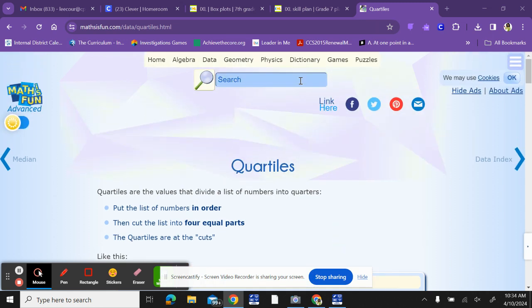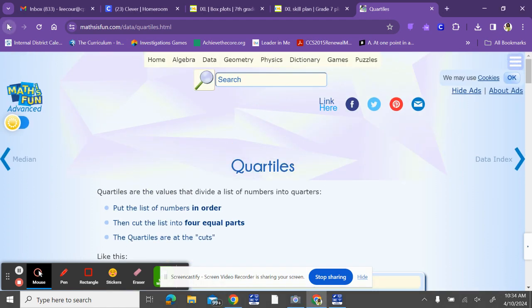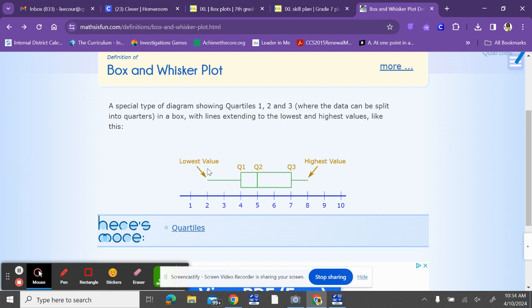Okay, so we're going to start on box and whiskers plots. Sometimes you'll hear it as box plot, sometimes you'll hear it as box and whiskers plot. It's the same thing. A box and whiskers plot has 5 pieces of data. It has a line here, which is called the minimum. It has a line here, which is called the maximum.